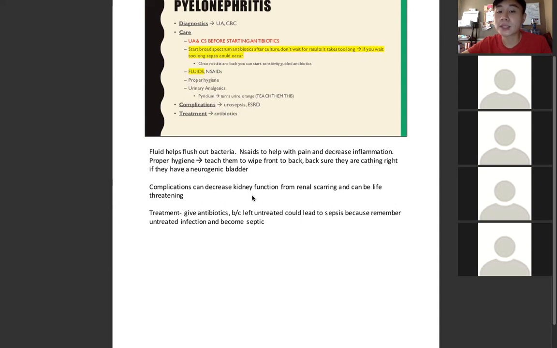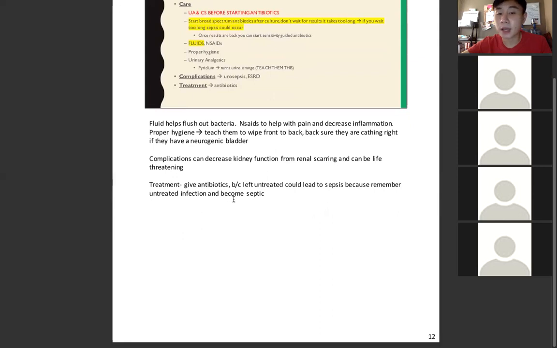Complications can include decreased kidney function from renal scarring, and it can be life-threatening. Treatment is to give antibiotics, because left untreated it could lead to sepsis. Remember, an untreated infection can become septic. Just remember the treatment is to give antibiotics.